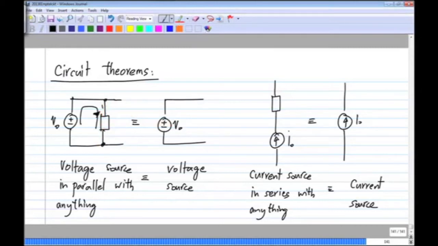Similarly here, except for the voltage across the current source, having this or not having this will not make any difference at all. Okay.